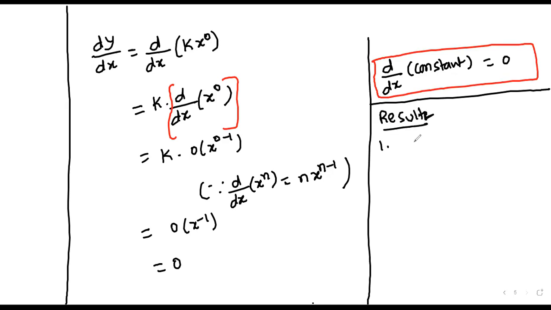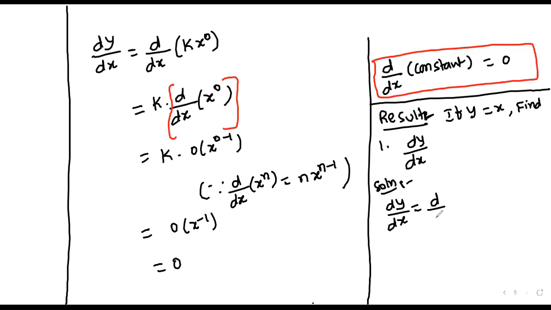The first result is d by dx of x. Suppose y is equal to x, then find dy by dx. That is dy by dx is equal to d by dx of y, which is nothing but d by dx of x. Can I write? Okay, I wrote.